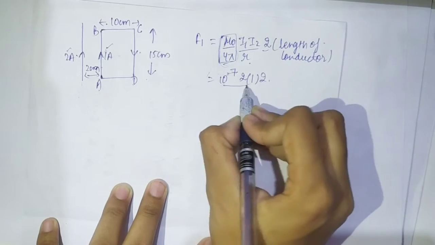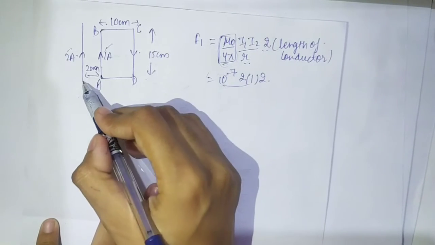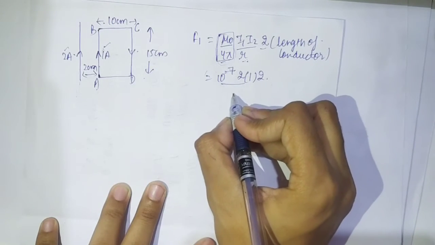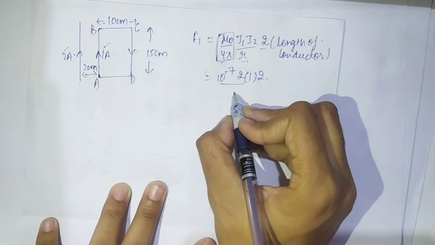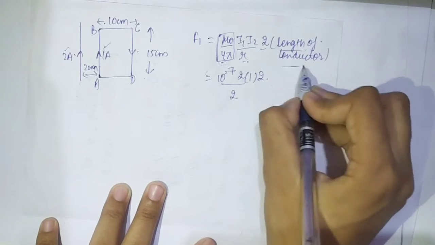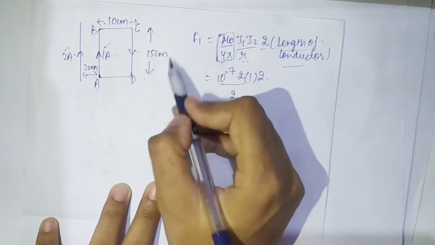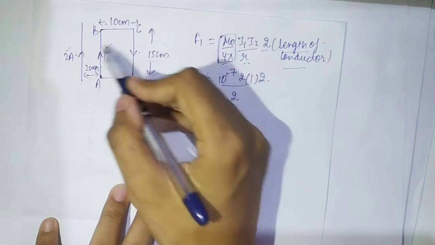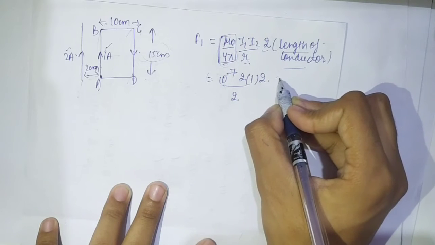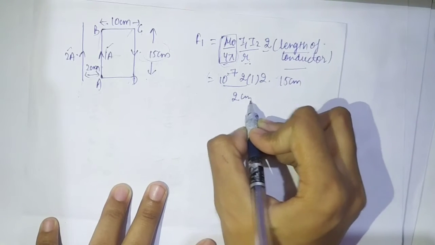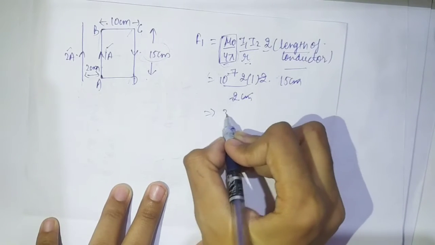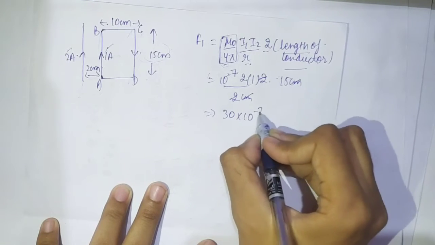and multiplication by 2, and the value of R, that is the distance of this wire from this AB side of the loop, is 2 centimeter. Let us put it in centimeter only. The conductor length we are also considering in centimeter, it is 15 centimeter. Both the sides are parallel, it is a rectangular loop, so it will be 15 centimeter. Centimeter gets cancelled, 2 and 2 get cancelled, and we get 30 into 10 to the power minus 7.